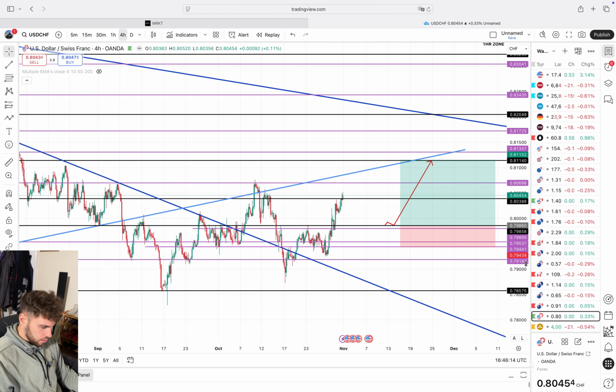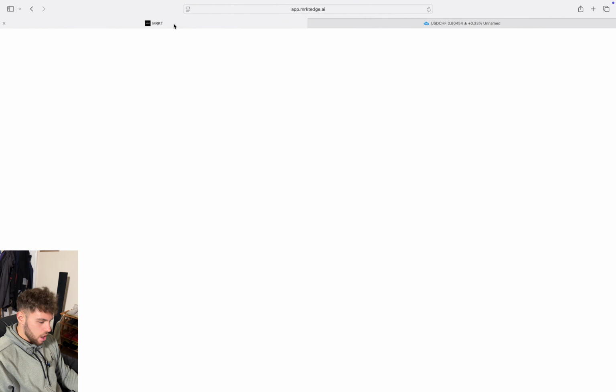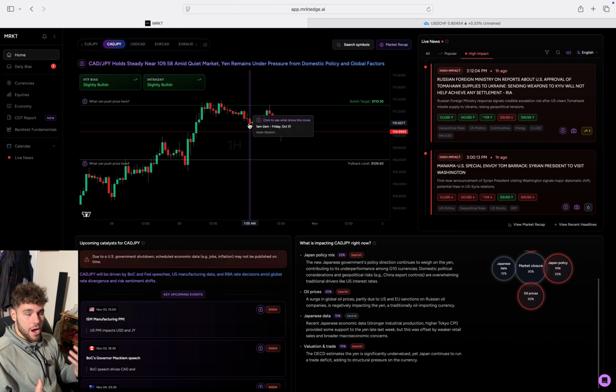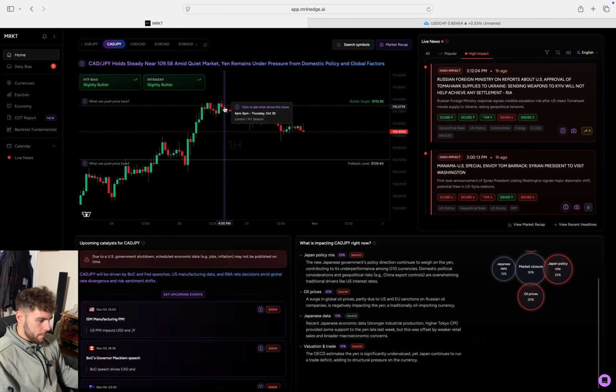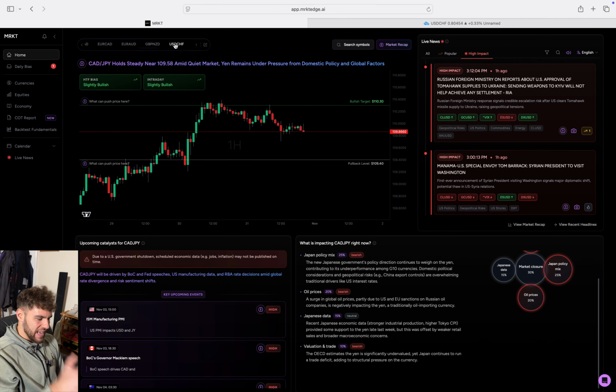And speaking of fundamentals, let's hop over to the Market AI terminal, where, as you can see, the technicals played out perfectly. But what are the fundamentals saying? The fundamentals are the driving factors of the market. And obviously, thanks to Market AI, I can have everything in a click of a button, which is absolutely still mind-blowing for me to say.